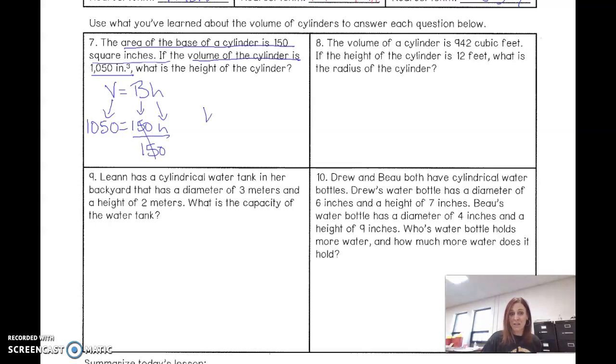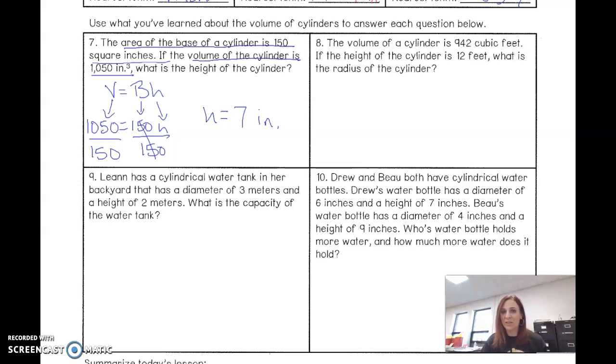That gives me 1h. Whatever I do to one side, I have to do the other. Okay? And then if you take a calculator, and just for sake of time, I'm going to grab this. 1050 divided by 150, you get 7. So the height of the cylinder is 7 inches. Okay? All right.